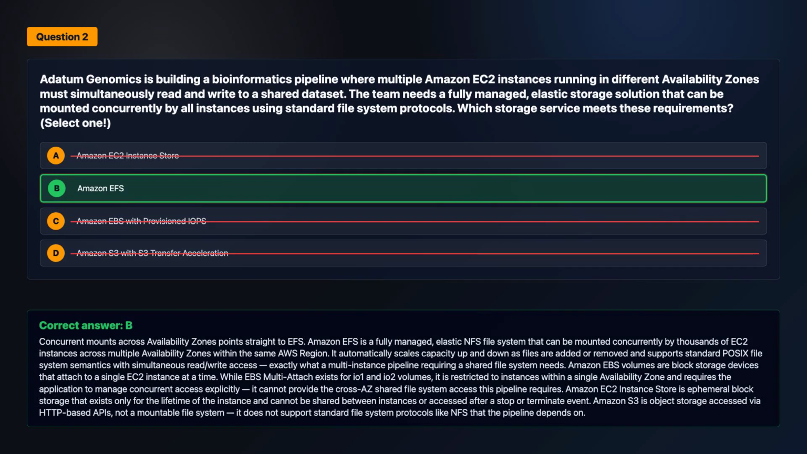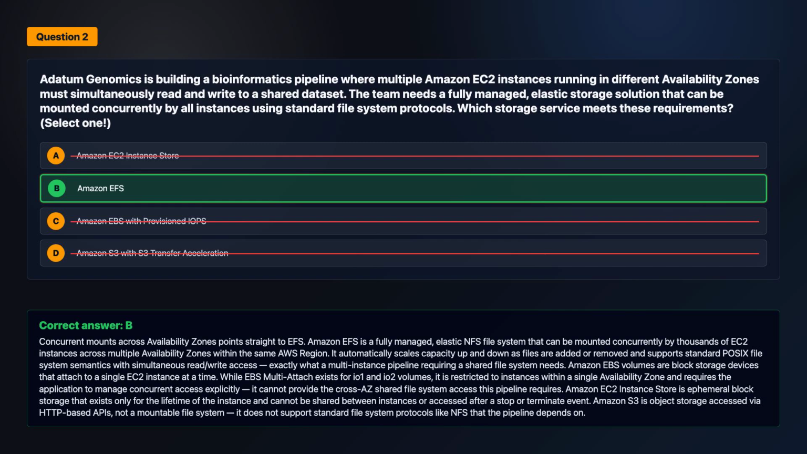The correct answer is option B. Concurrent mounts across availability zones point straight to EFS. Amazon EFS is a fully managed, elastic NFS file system that can be mounted concurrently by thousands of EC2 instances across multiple availability zones within the same AWS region. It automatically scales capacity up and down as files are added or removed, and supports standard POSIX file system semantics, with simultaneous read/write access, exactly what a multi-instance pipeline requiring a shared file system needs.